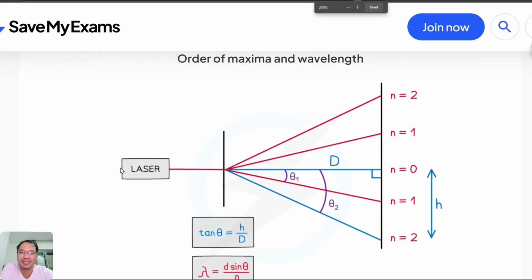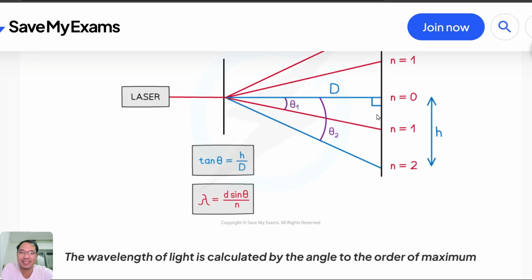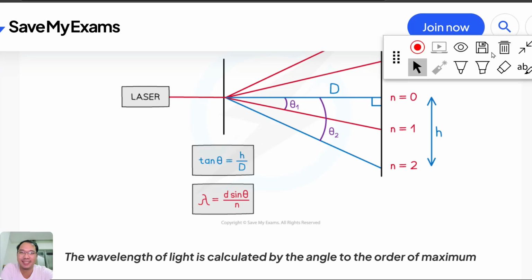The formula is tan of this angle theta, which is determined by the distance between the central fringe and the first maximum, which is h, divided by D. D is the distance between the grating and the screen. When the angle is small, we can take an approximation: the tan of this angle theta is approximately equal to the sine of the angle. The wavelength is determined by d multiplied by sine theta over n, where d is the distance between two successive slits on the grating.